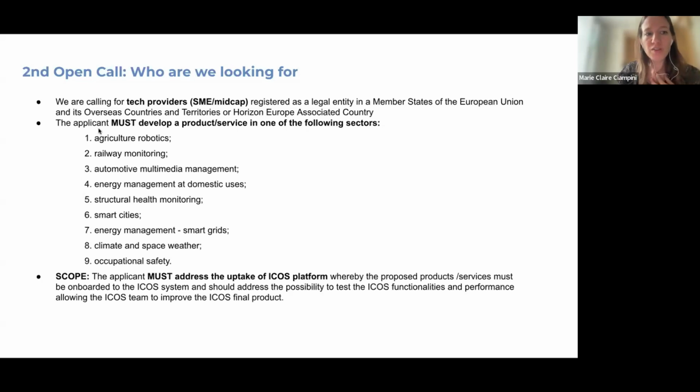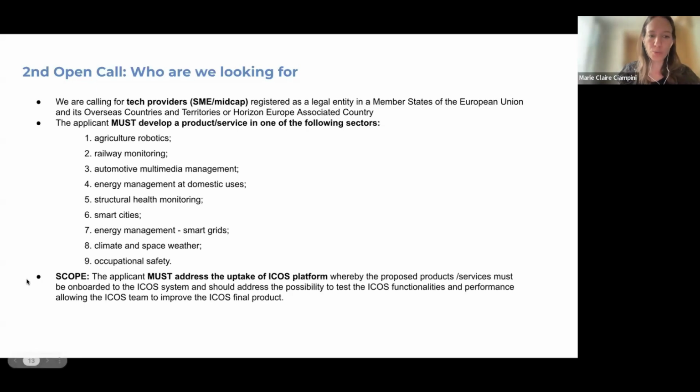And as we mentioned, we are keeping the open call quite open for you. So you must develop a product or service in one of the following sectors, okay? So any one of these 9 sectors. Now, another thing that's really important is that you are within scope, okay? And I'll explain why. Because you will be primarily checked for scope before your project moves to the external evaluation stage. And I'll come to that in a minute.